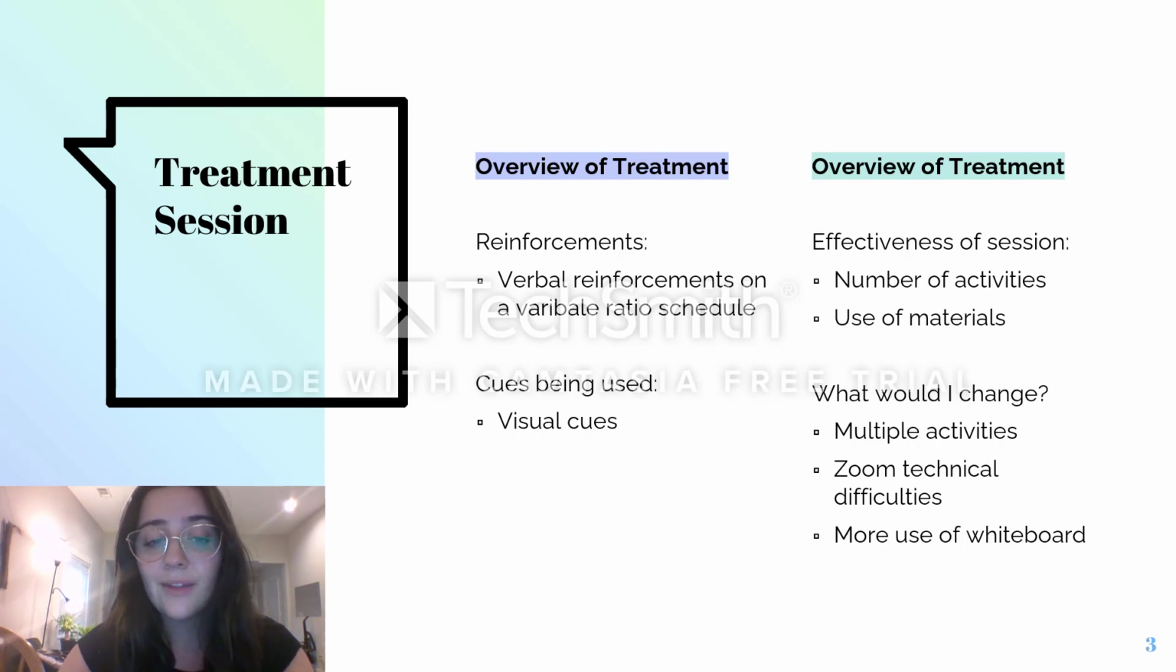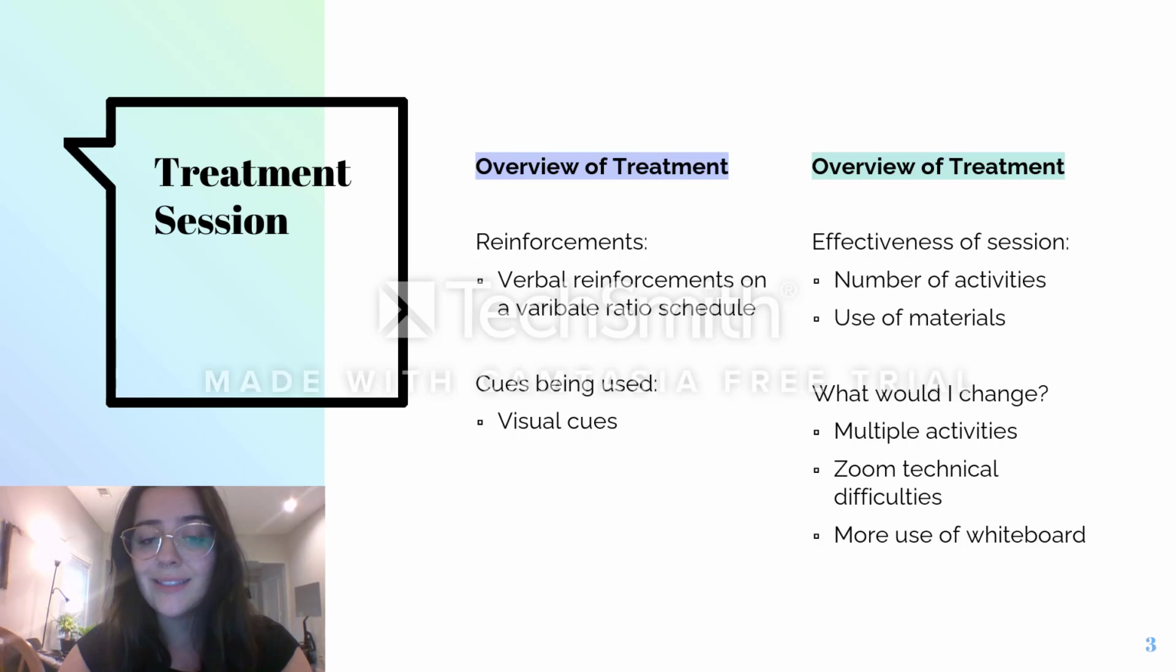Throughout the session, reinforcements were verbal and on a variable ratio schedule. During the treatment session, key skills that were used by the clinician were to ask open-ended questions, use nonverbal behaviors to invite the client into the conversation, provide multiple structured opportunities for conversation, use directives to bring students into the conversation, and refer to specific passages in text to help the client stay on task.